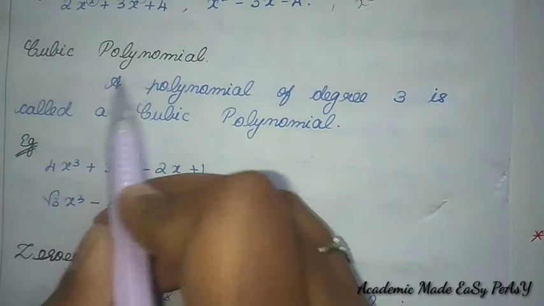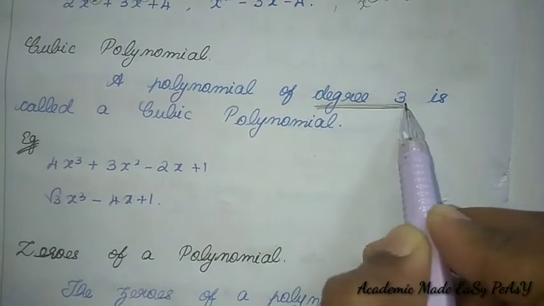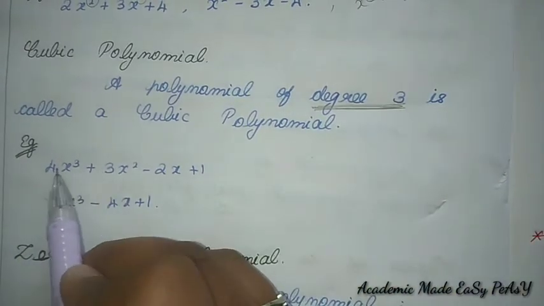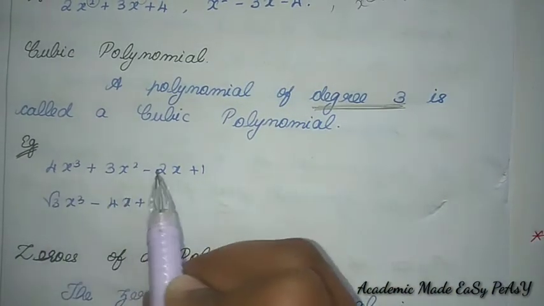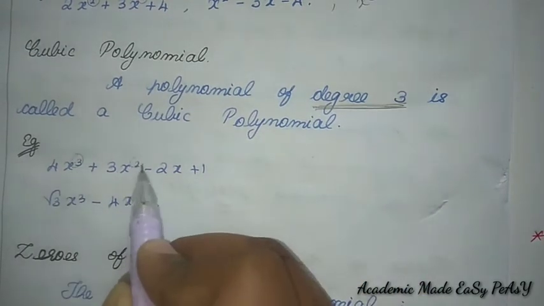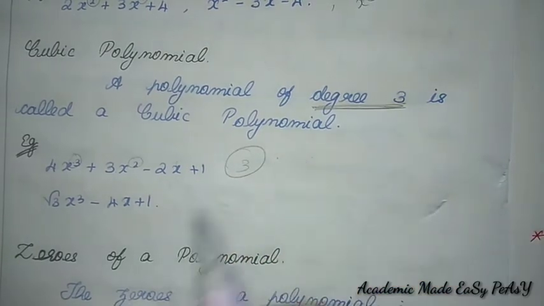Next, cubic polynomial. A polynomial of degree 3. So here it should be 3. That is called a cubic polynomial. So if you just check here, 4x cube plus 3x square minus 2x plus 1. This is a cubic polynomial because the highest degree here is 3.